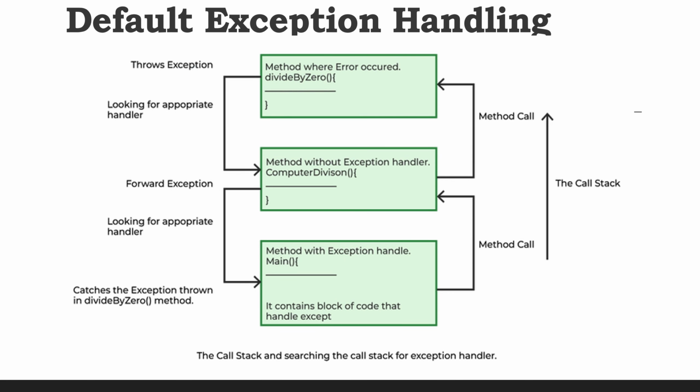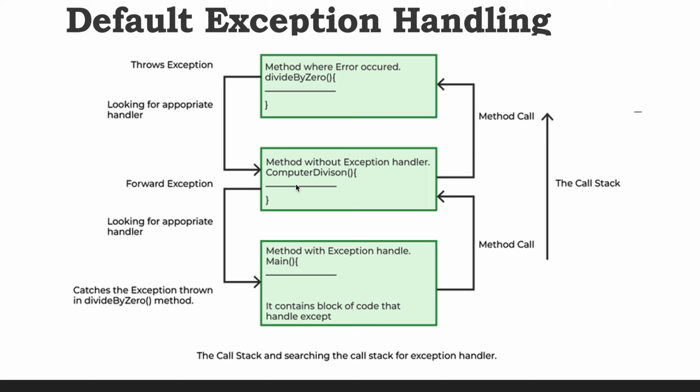Okay. Something like this. Let us say we have a main method. Inside the main method we are calling some method called computeDivision. And inside the computeDivision method we are again calling some other method, let us say divideByZero, and the flow goes on like that. Let us assume some exception occurred inside the divideByZero method. Then the JVM will check whether there is exception handling here. In this case let us say there is no exception handling. So what will happen? It will throw that exception to the caller of the method, which in this case is computeDivision.